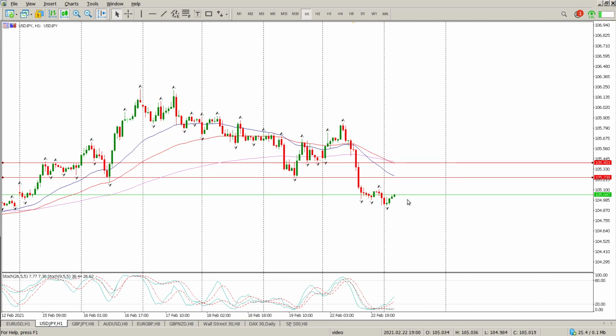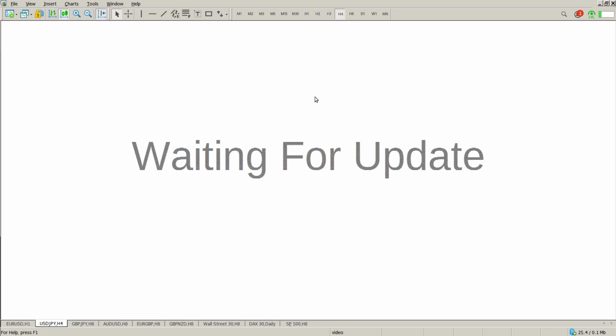Anyway, so that structure is forming, and I think if I just go up to the 4 hour, you'll see a little bit more of that structure. It'll be pretty clear as well. Obviously I haven't opened up the chart this morning yet, so I have to wait for it.